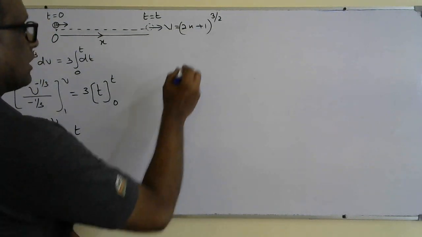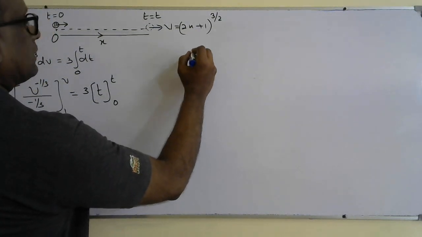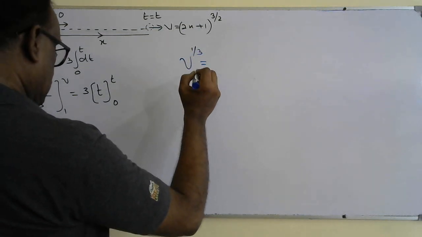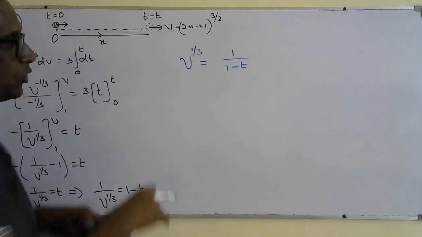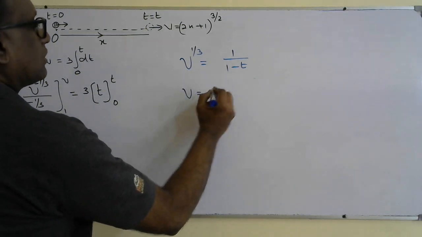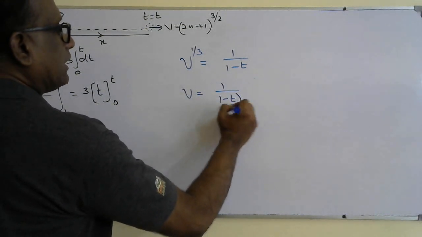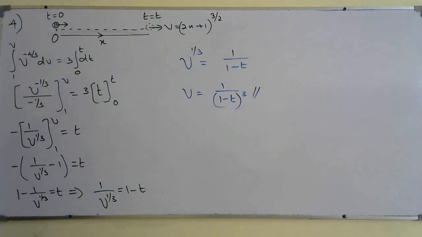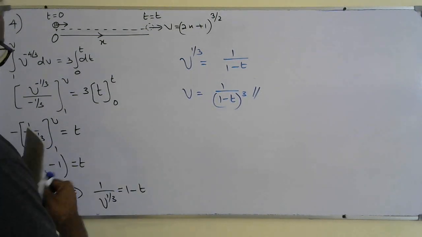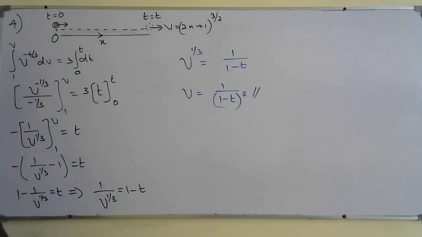So that means v to the power 1/3 is equal to 1 over 1 minus t. Take both sides and cube it. So v is equal to 1 over 1 minus t to the power 3. That's the relationship. So this is the first method for the big part of question number 4.